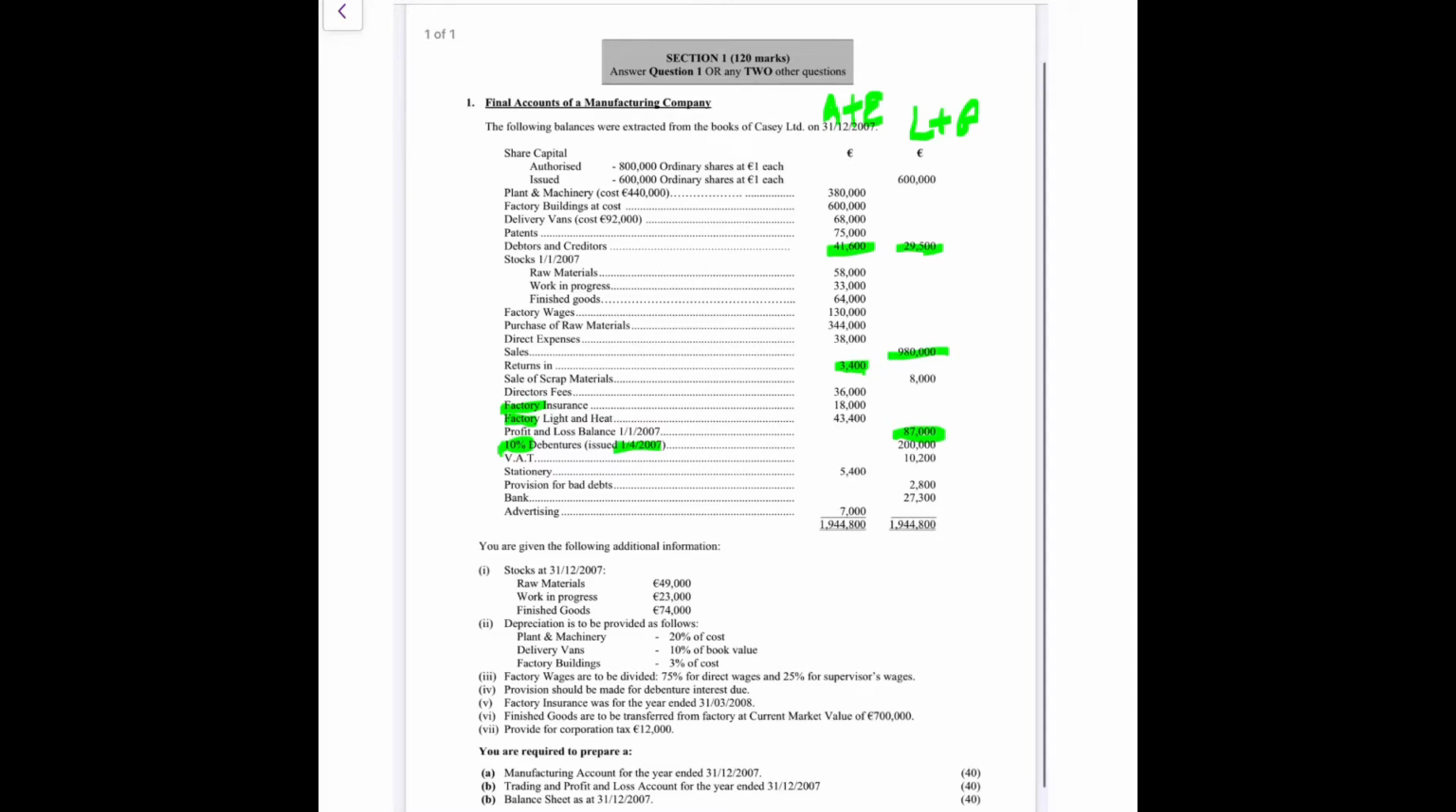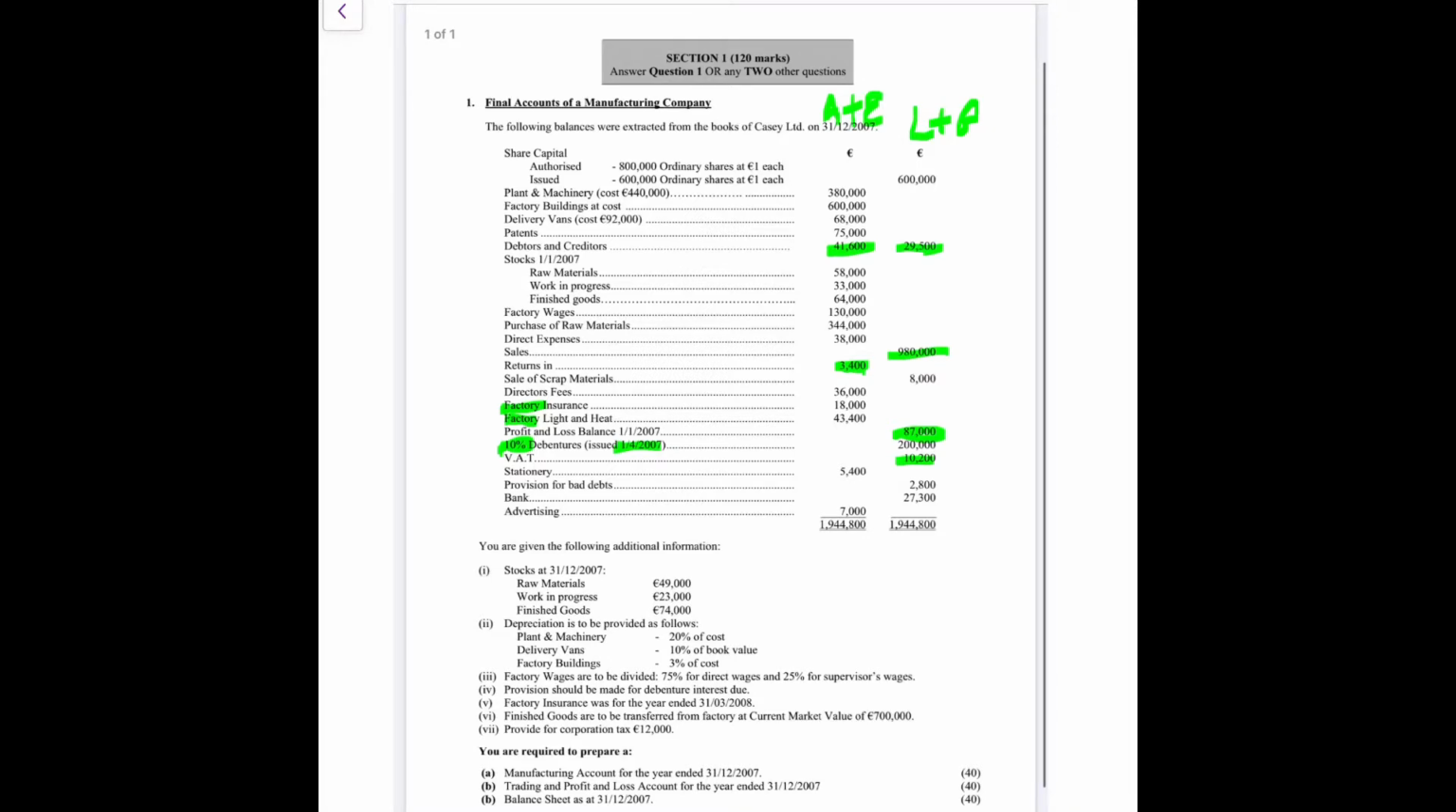VAT, you need to always check your VAT and see what side it's on. On this side, it's on the credit side. As I said before, anything on the credit side is either a liability or a gain. VAT always goes into the balance sheet, so that means it's a liability, okay? So that VAT is going to go in as a current liability. Stationery is an expense. That's just going to go in as an admin expense.